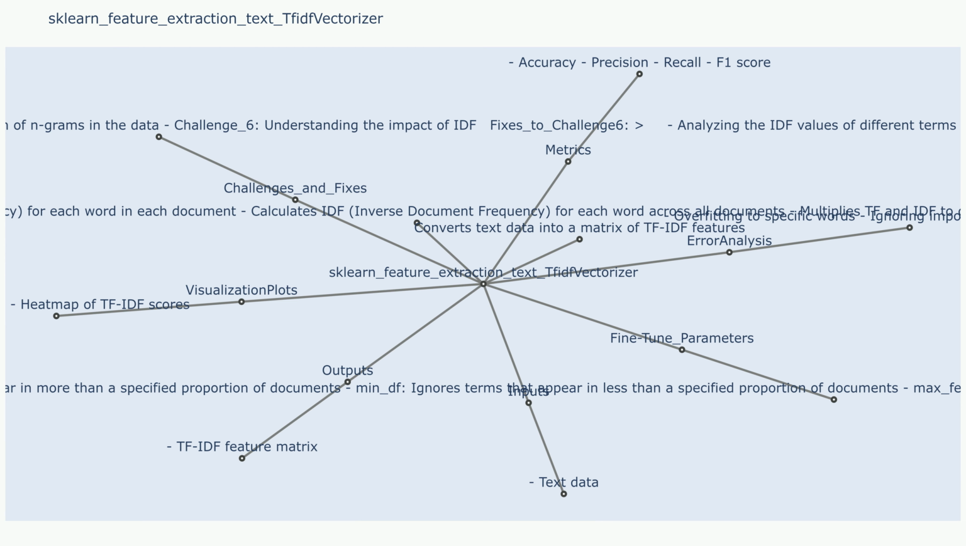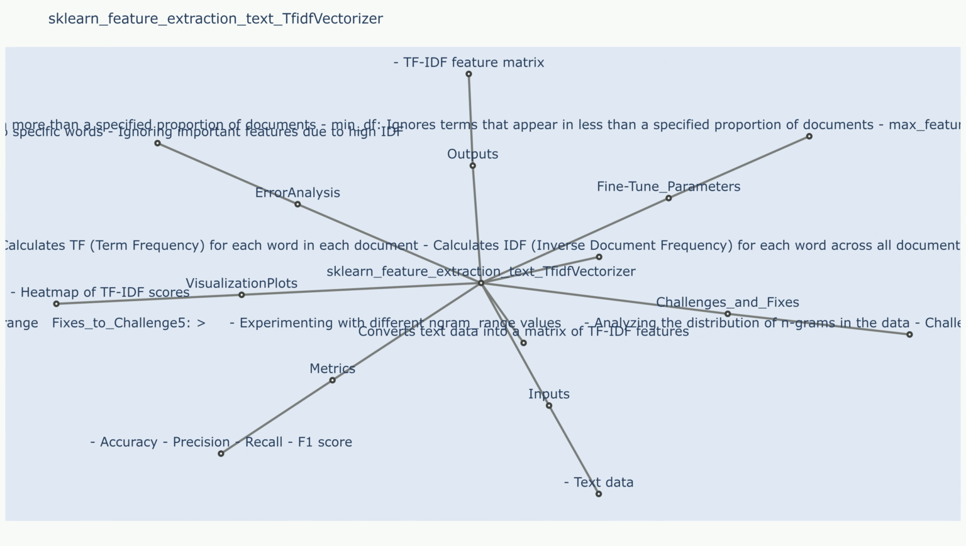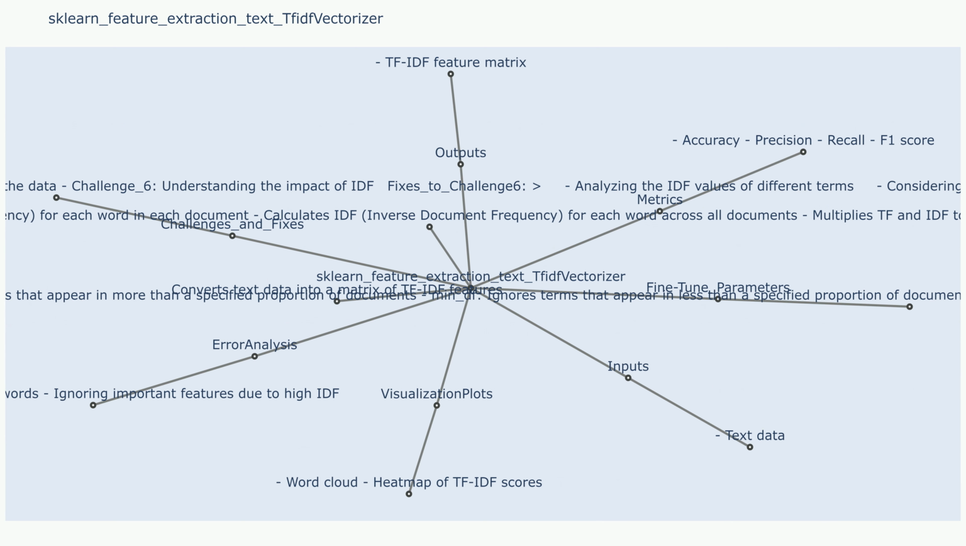Challenges and fixes: Challenge 1: out of vocabulary, OOV, words. Words that are not present in the original vocabulary are ignored. Sample use case that resulted in challenge 1: a document containing a new word not seen during training. Fixes to challenge 1: use a larger corpus for training. Consider using a word embedding model like Word2Vec or GloVe. Use a vocabulary expansion method such as stemming or lemmatization.